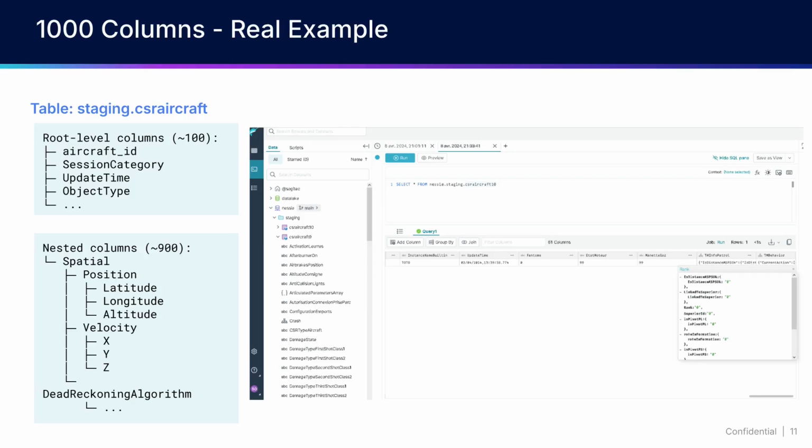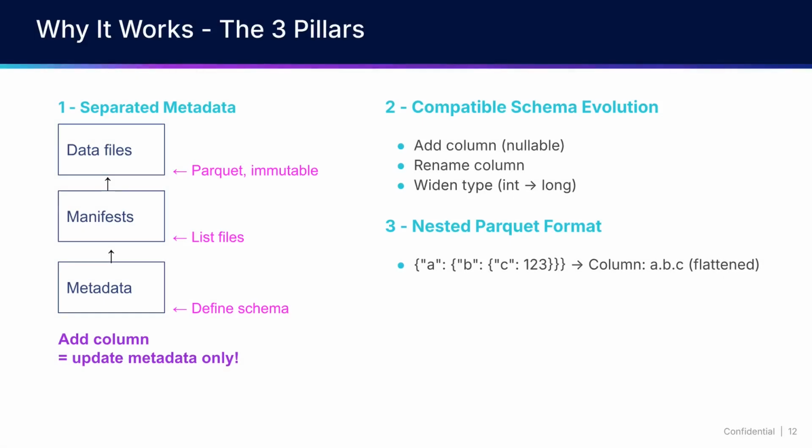Apache Iceberg's Parquet format handles these nested columns natively. They're flattened for querying. In Dremio, we access these deep fields with standard dot notation, spatial.position.latitude. Transparent for SQL users. Why does it work so well?